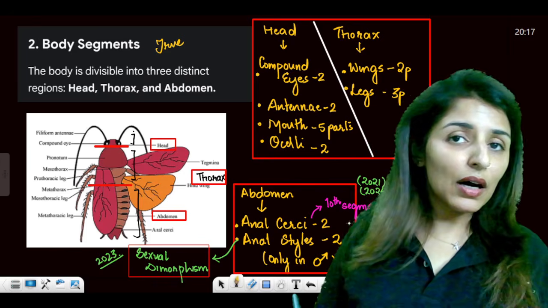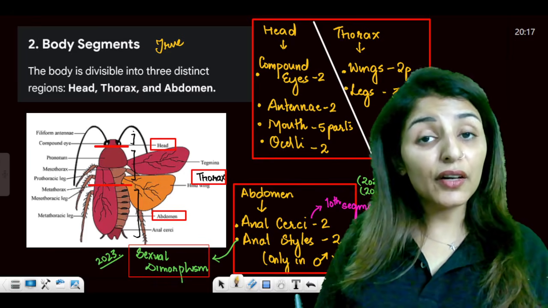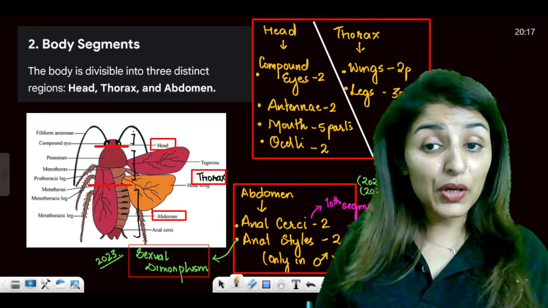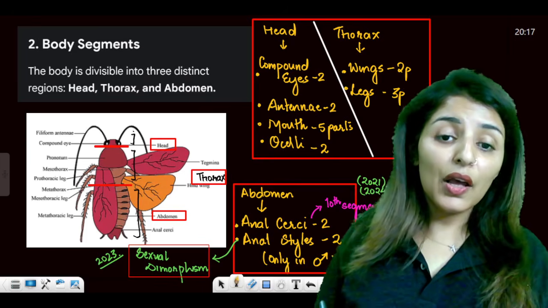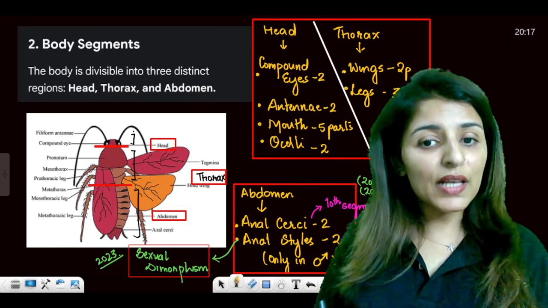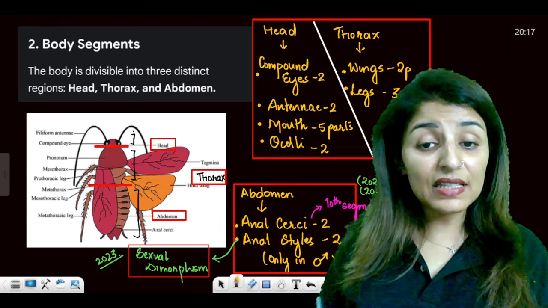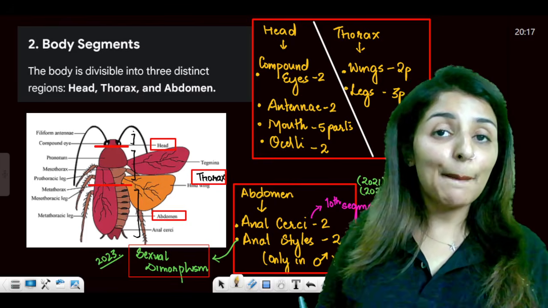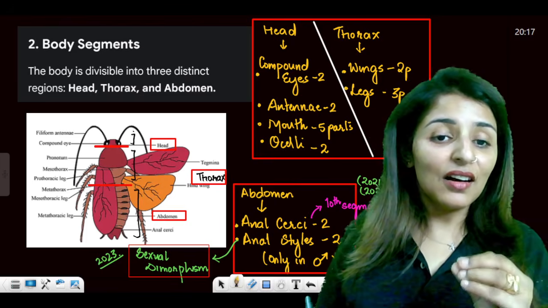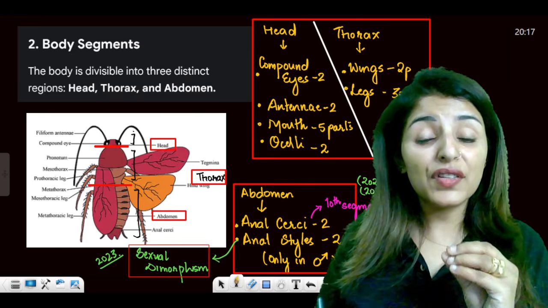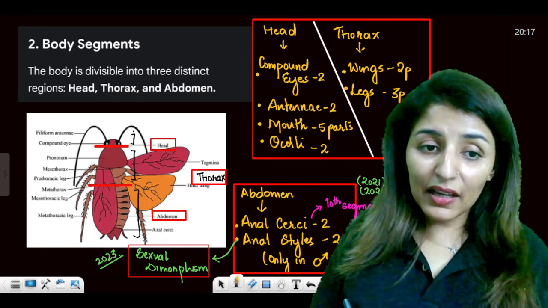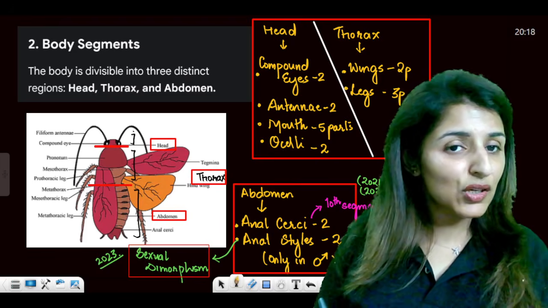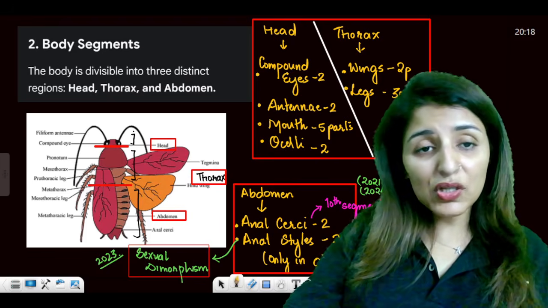Now this is also divided into 15 segments, present on the 10th segment of abdomen. Now this question was asked in 21 and 24. While there is another structure known as anal styles, which are again found in a pair, but they are only found in males. Now this is a point of sexual dimorphism. Again, this question was asked in 2023 that anal styles are used for sexual dimorphism. I hope this much is clear to all.